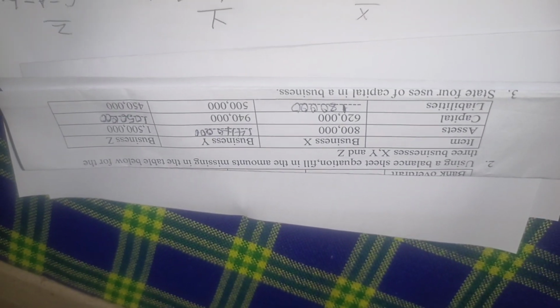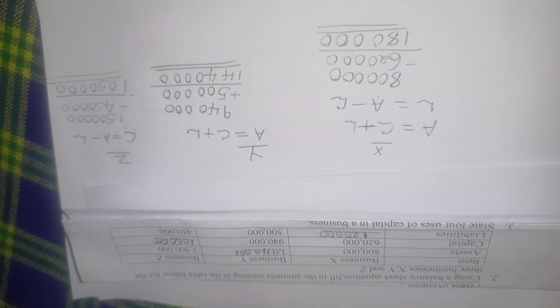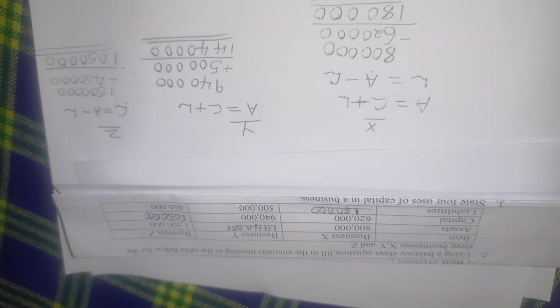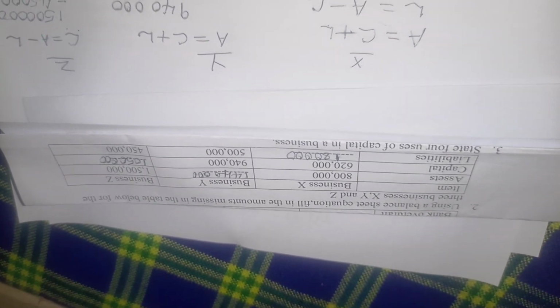So whenever you're given this kind of a question, just remember the bookkeeping equation, and hence the question will be easy for you. Now, today I have an assignment, and the assignment is on question number 3. You state 4 uses of capital in a business.